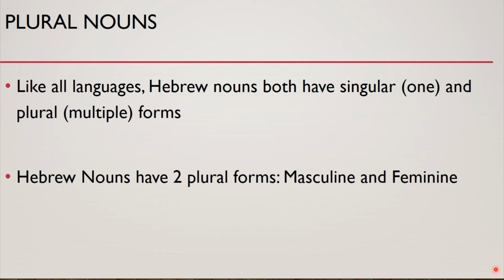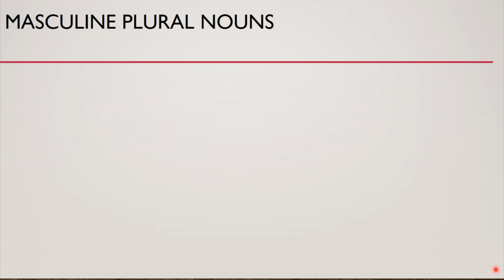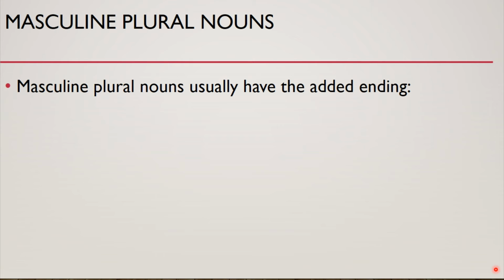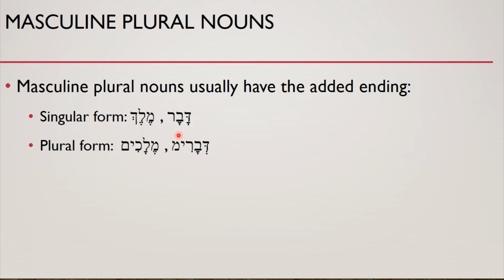So we either add an s or an es in English, but in Hebrew, the two forms of plural are either going to be masculine or feminine. So for masculine plural nouns, we have an added ending, so these are going to be at the end of a word. So for example, we have the singular form. There's a couple words here. We have davar and melech. But if you want to make them plural, what we do is we add a hirik, yod, and a mem at the end of a word. So instead of davar, it's davarim, and instead of melech, it's melachim.